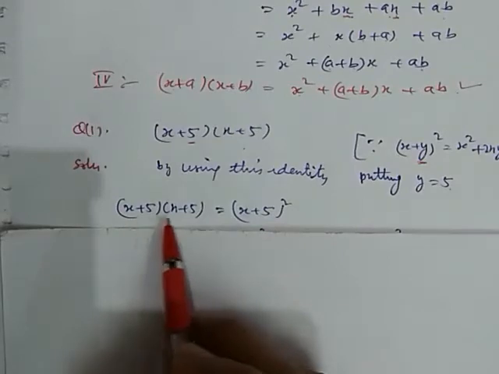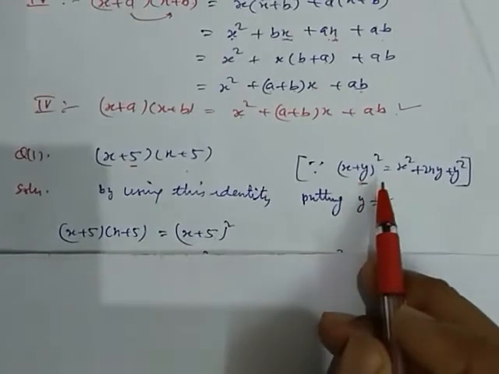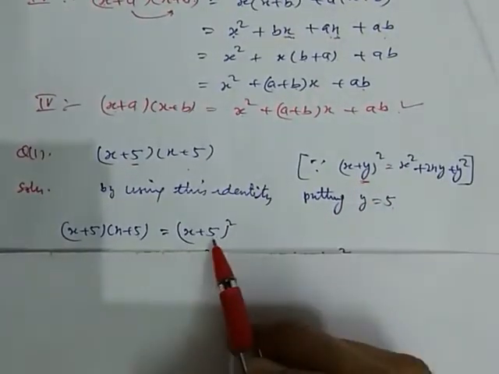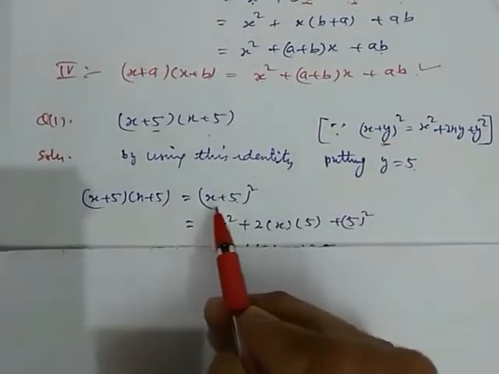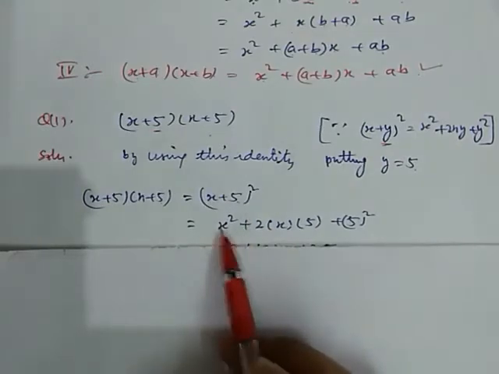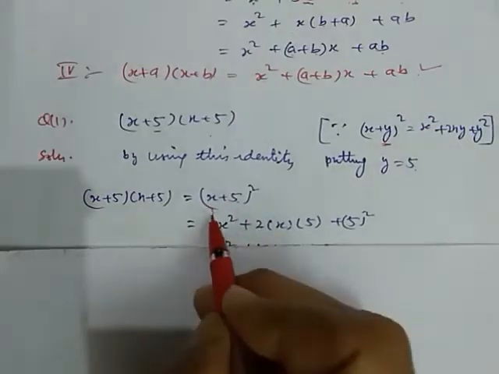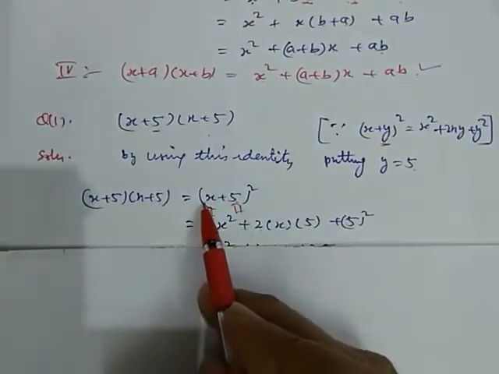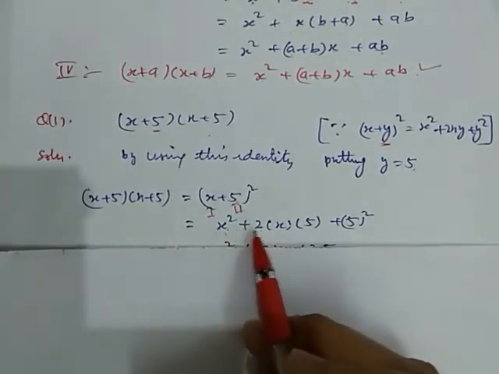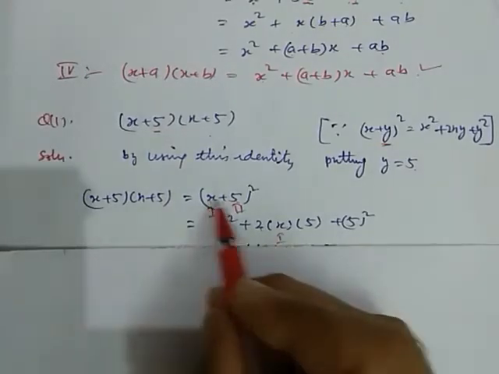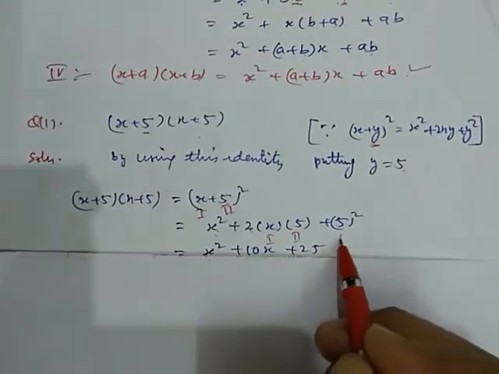So this x plus 5 and this x plus 5 can be written as (x plus 5) whole square, in the form (x plus y) whole square. But here y equals 5, so we put y equal to 5. This can be written as x square plus 2 into x, this is the first term, this is the second. So whole square of the first term, that is x square, plus 2 into first term x, second term 5, plus the square of the second term.